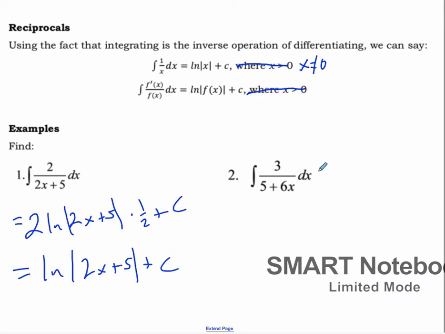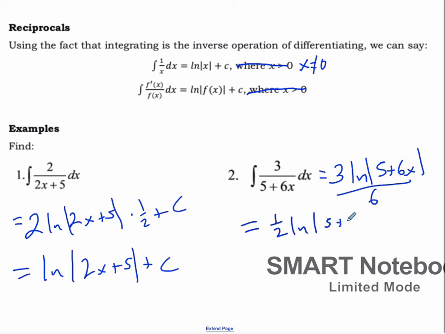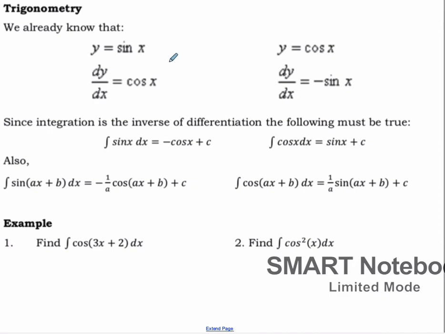Okay, over here, you've got 3 times ln absolute value of 5 plus 6x. Then you're going to multiply by 1 over 6, or just divide by 6. So that's actually half ln absolute value of this. And then you can actually, no, that doesn't really help. I was going to say you can take the half and write this as square root of that, but that doesn't really simplify things.